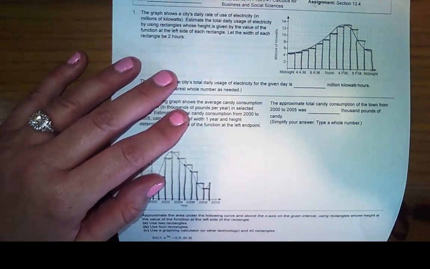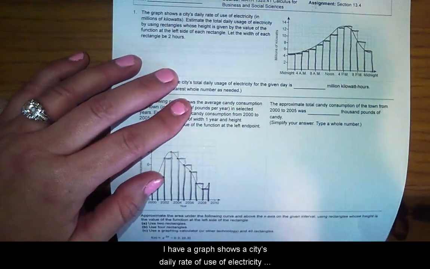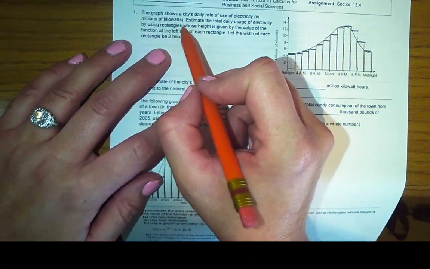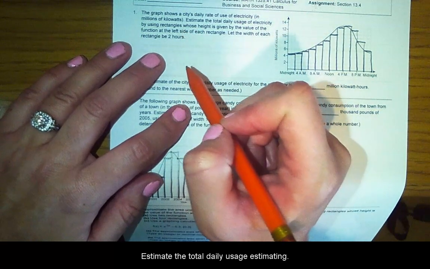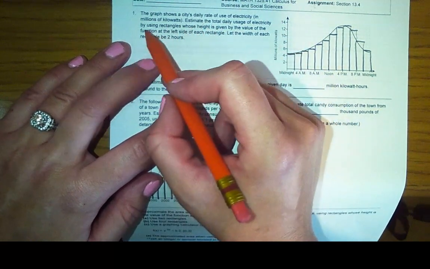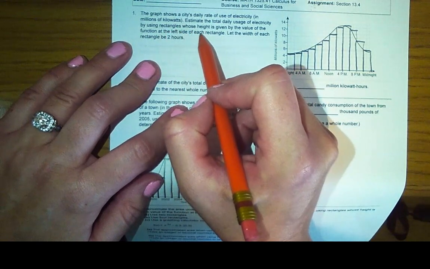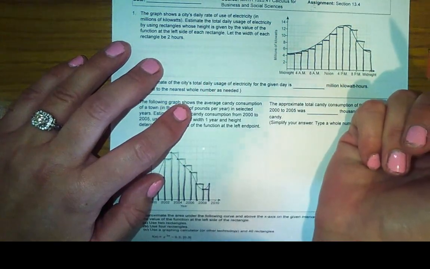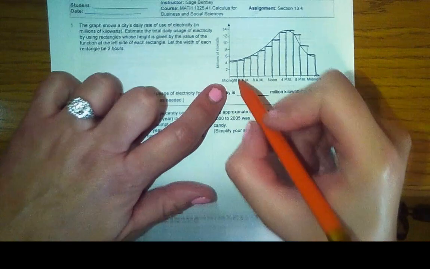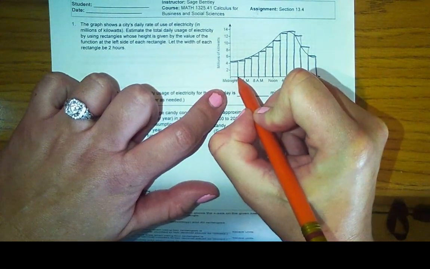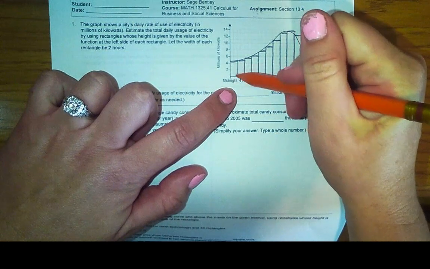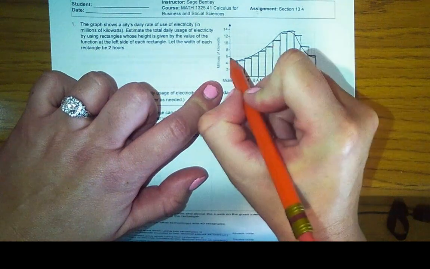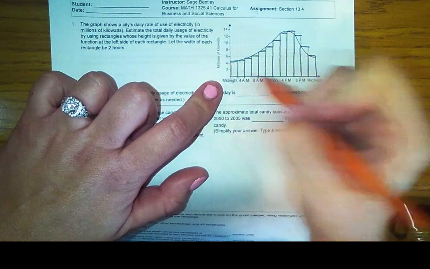So when I read this problem, I have a graph that shows a city's daily rate of use of electricity in millions of kilowatts. Estimate the total daily usage of electricity by using rectangles whose height is given by the value of the function at the left side of each rectangle. Let the width of each rectangle be 2 hours. So the first thing I did, before I started recording, was mark off every 2 hours. So this is rectangle number 1, and I made the height of the rectangle be wherever the graph hit the left side of rectangle 1.